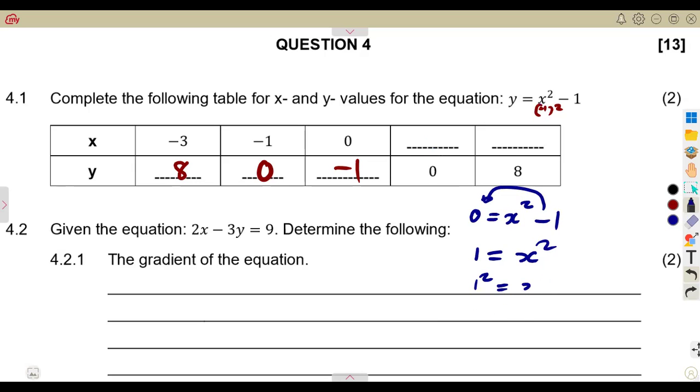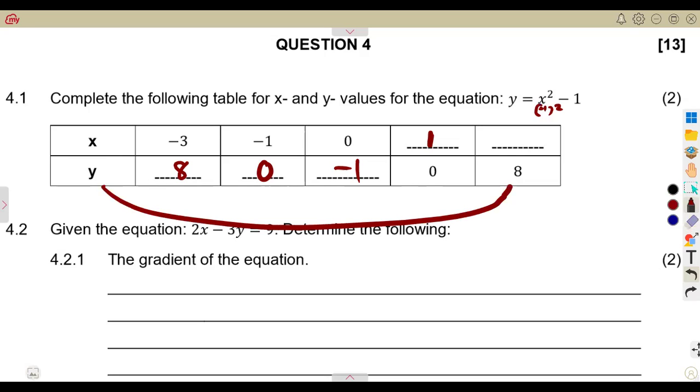Or you can use the square root. Remember, there's a square. Introduce the square root like this. So x will be the square root of 1, which is 1. So x was going to be a 1. You move on when y, this time, is the one that is given, which is 8. So you put it where the y is. So 8 is equal to x squared minus 1.